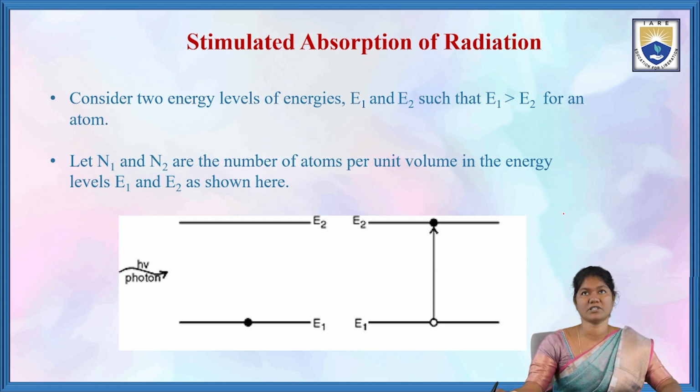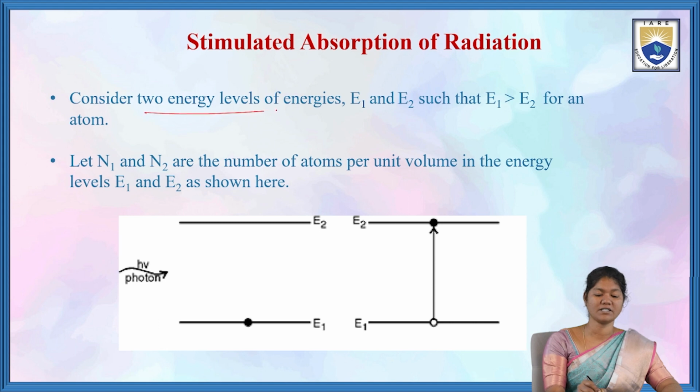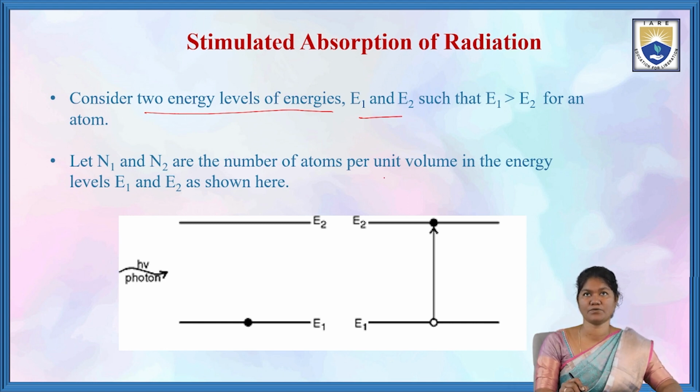In stimulated absorption of radiation, let's consider two energy levels, E1 and E2, such that E1 is greater than E2 for an atom. Let N1 and N2 be the number of atoms per unit volume in the energy levels E1 and E2. So here N1 and N2 are the number of atoms per unit volume.